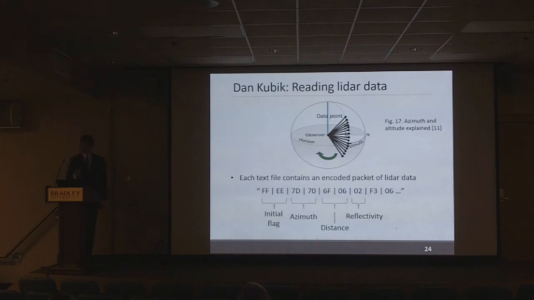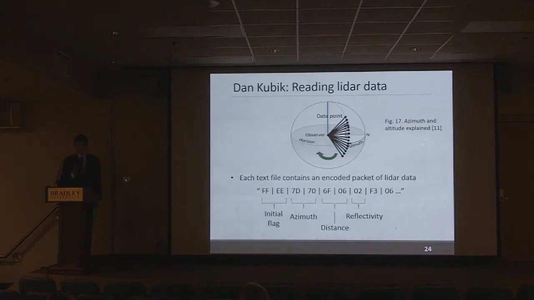Now, when I get the data from Juan in these data packets or these text files, they always start the same way. As he was mentioning, it always starts with 2 bytes of information, the FF and EE. And then it's followed by pieces of information that correspond to those individual laser data points.